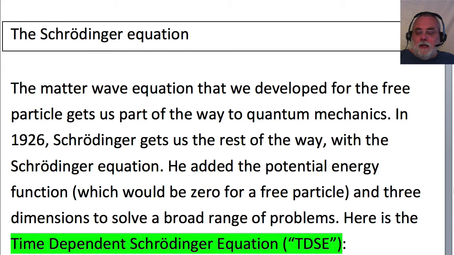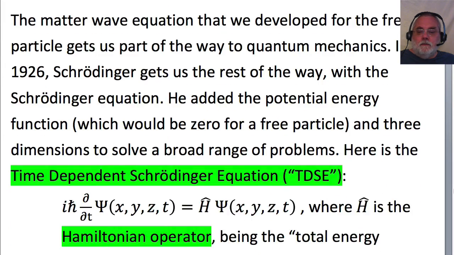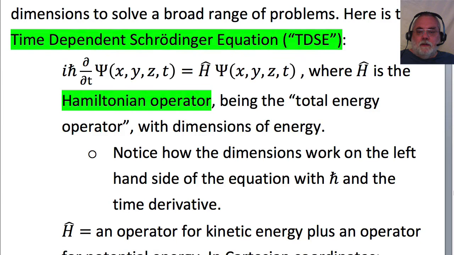Here is the time-dependent Schrödinger equation, often acronymed as TDSE. i h bar, partial derivative with respect to time of wave function psi of x, y, z, and t, equals operator H hat operating on psi, where H is the Hamiltonian operator, being the total energy operator with dimensions of energy.